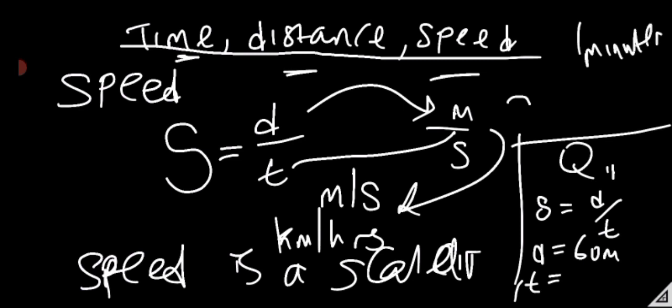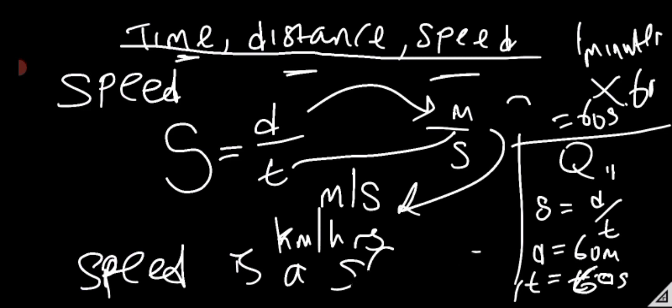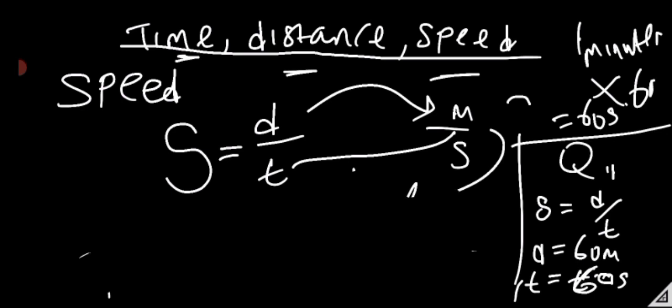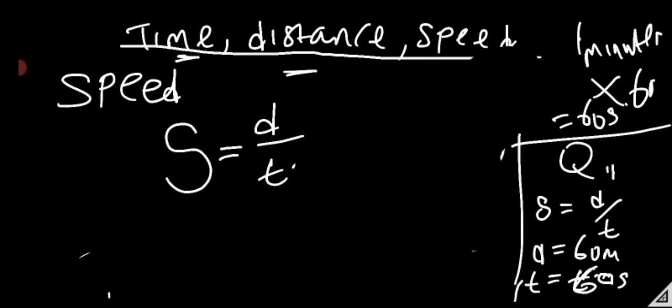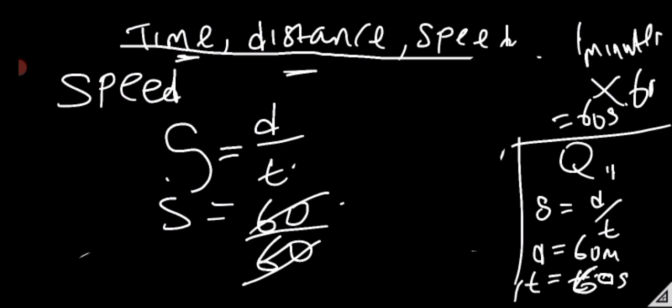and to convert from minute to seconds you multiply by what? By 60. So that would be 1 times 60, that's the same thing as 60 seconds. So time is 60 seconds. Now, when we substitute into the speed distance time formula, we have s equal to distance, which is 60, over time, which is 60. So 60 cancels 60, we have 1 meter per second.